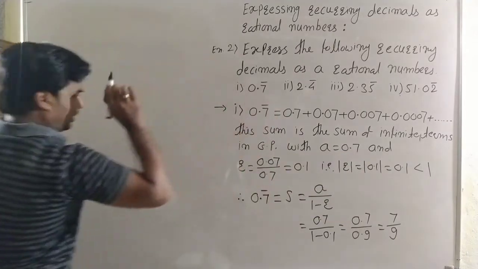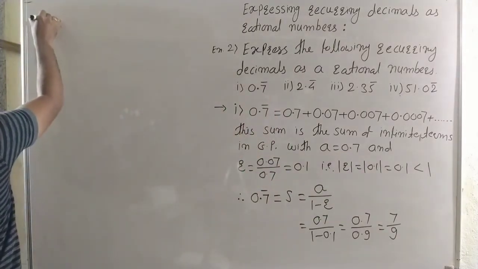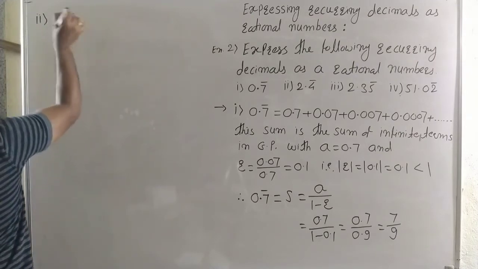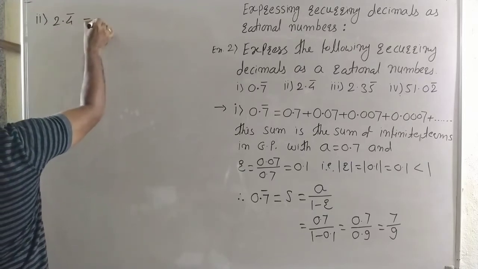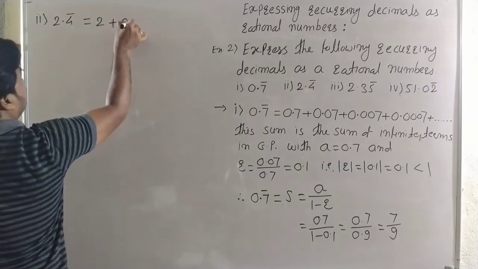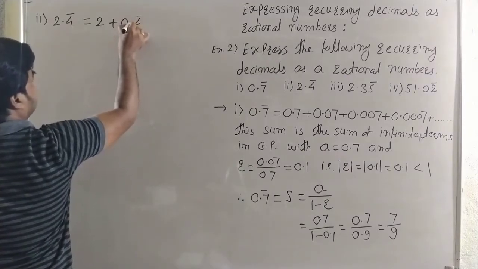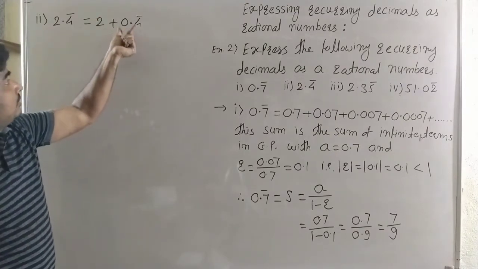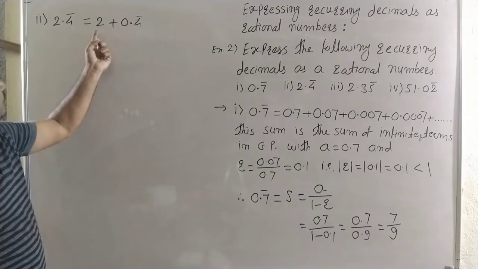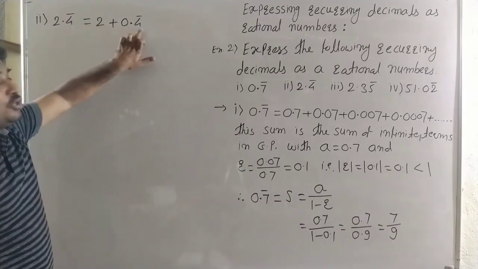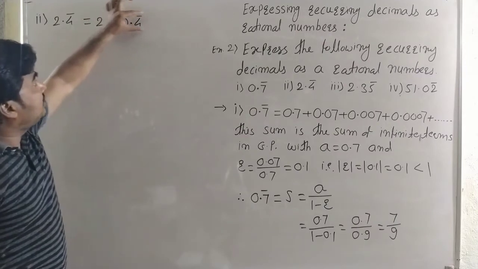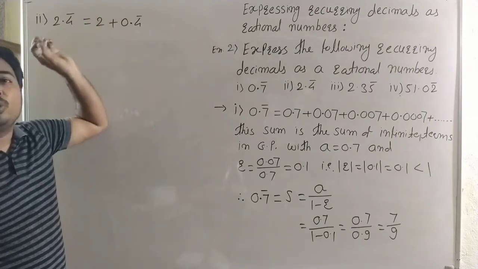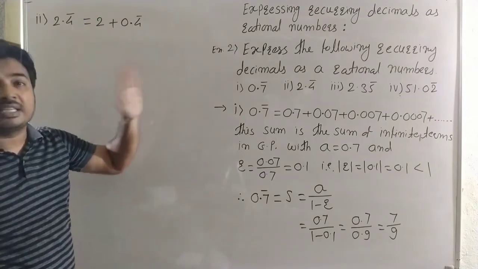Okay, now we see the second example. In this second example there is 2.4 bar. See carefully, this 2.4 bar we can write as 2 plus 0.4 bar. Okay, here now it is 2 plus 0.4 bar, the recurring decimal being the second term in this. It is 2 as it is, and the recurring decimal is 0.4. Now we want to find this 0.4. Here we find it like the 0.7. We find first 0.4 bar as a rational number.